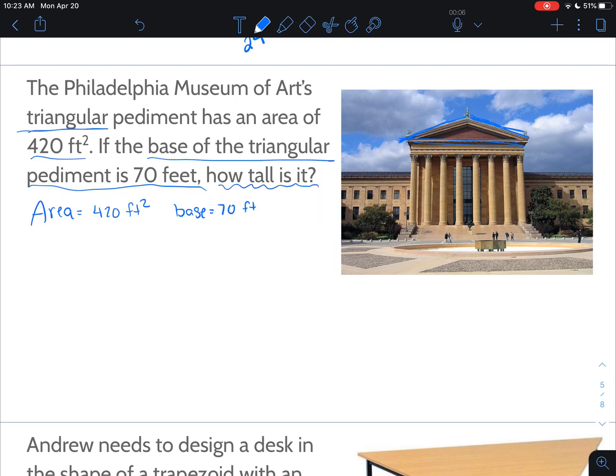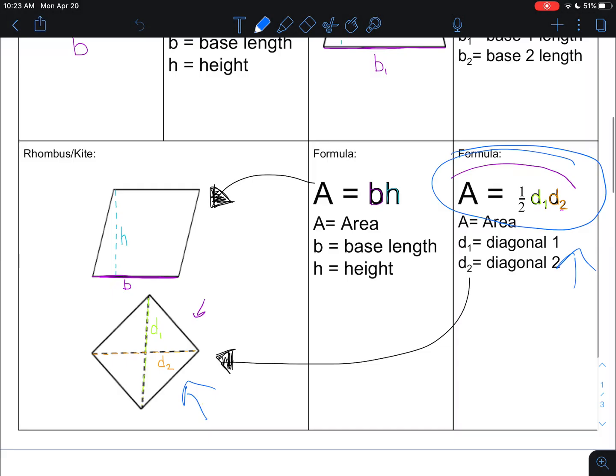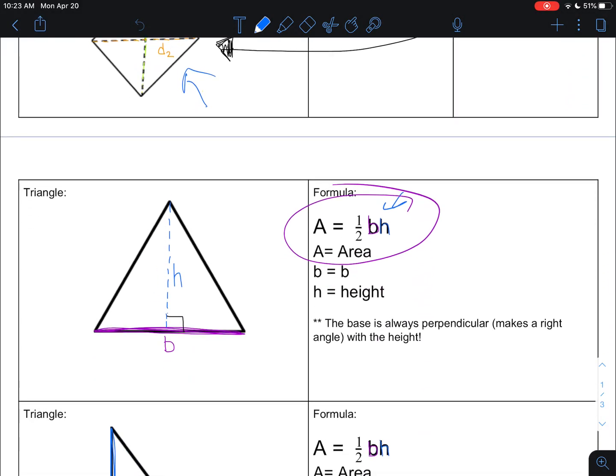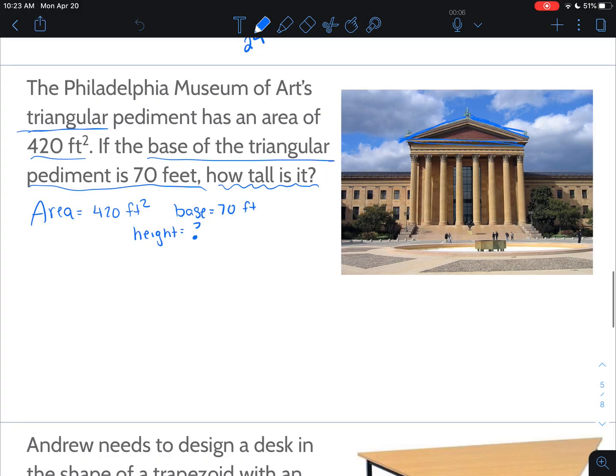When you're talking about how tall something is, another word for that is height. So we want the height of the triangle. That's what we're missing. So on the formula sheet, we need the formula for area of a triangle. There it is. Area equals 1/2 times the base times the height. So write that down in our notes.